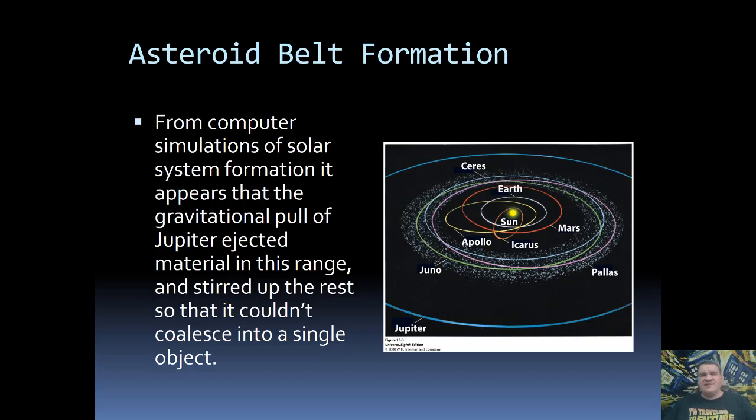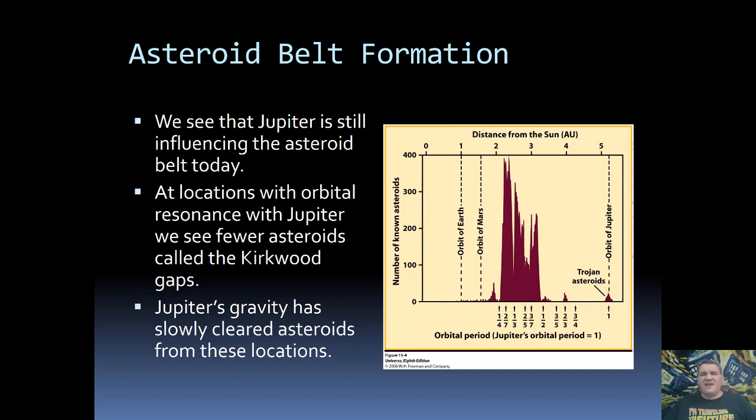Something else Jupiter did is its gravity actually ejected material out from this region. So overall, it decreased the amount of material here and kept it churning so it wasn't able to accrete into a single large object. In fact, we see some of the evidence of Jupiter still affecting the asteroid belt today. In this graph, what we're looking at is the number of asteroids at distances from the Sun. On this graph, you can see where the orbit of Earth and Mars are. Then through here, we've got the asteroid belt.